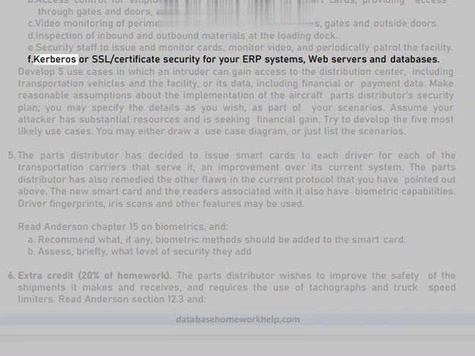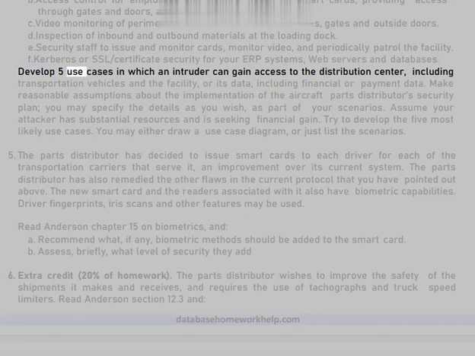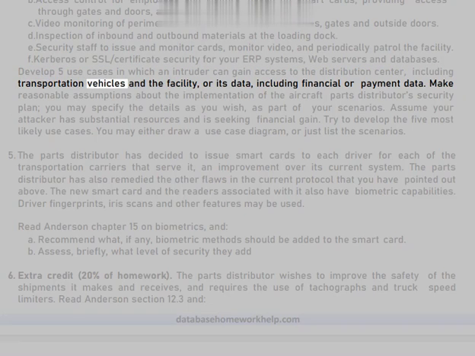F. Kerberos or SSL/certificate security for your ERP systems, web servers, and databases. Develop 5 use cases in which an intruder can gain access to the distribution center, including transportation vehicles and the facility, or its data, including financial or payment data.